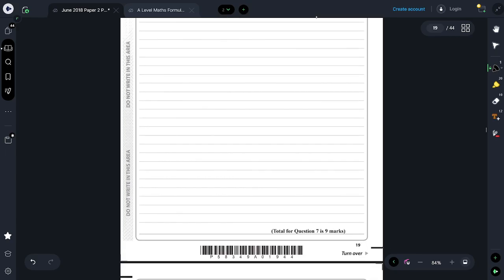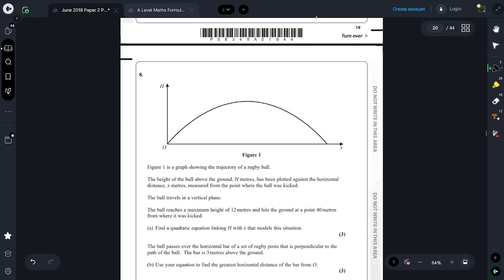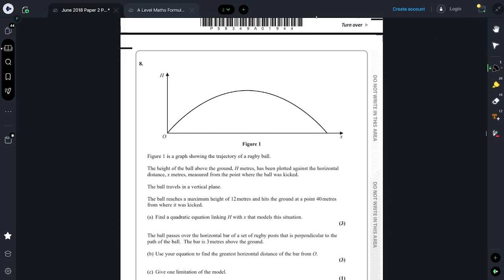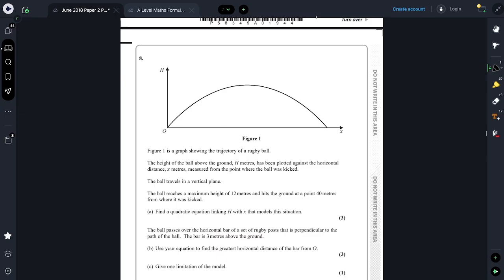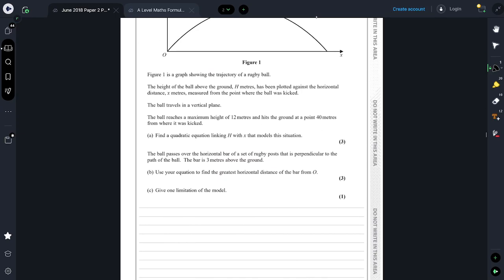What else have we got to do? Okay, question eight. Oh, 10, 16. Okay, I won't be able to finish the whole paper. Oh, this has to be a two-parter, unfortunately.